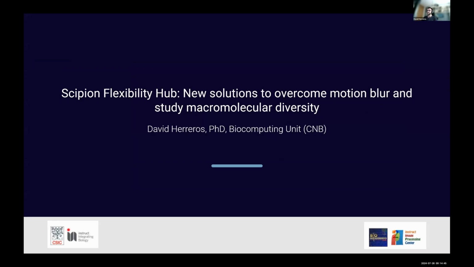And during this presentation, I will be talking about a new software that we have been working on in the biocomputing unit here in the National Center for Biotechnology in Spain, which is called Scipion Flexibility Hub, which at the end is a kind of framework where we are integrating different solutions to analyze macromolecular flexibility from our cryo-EM data, and also try to overcome some of the problems that we have. We are trying to reconstruct 3D maps with high resolution, and we have these kinds of motions going on.